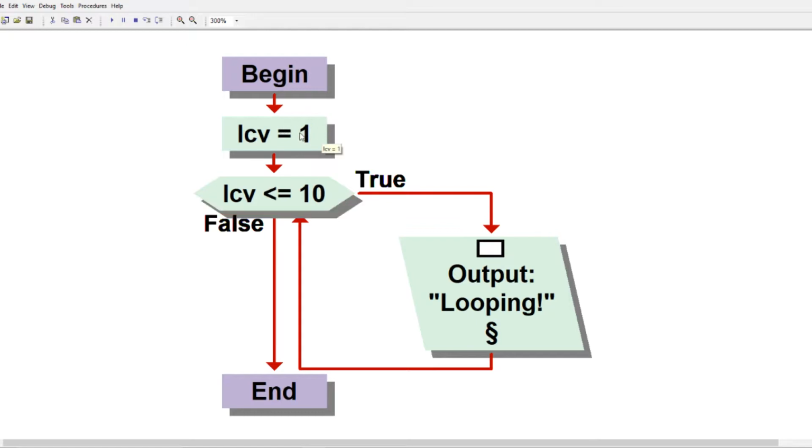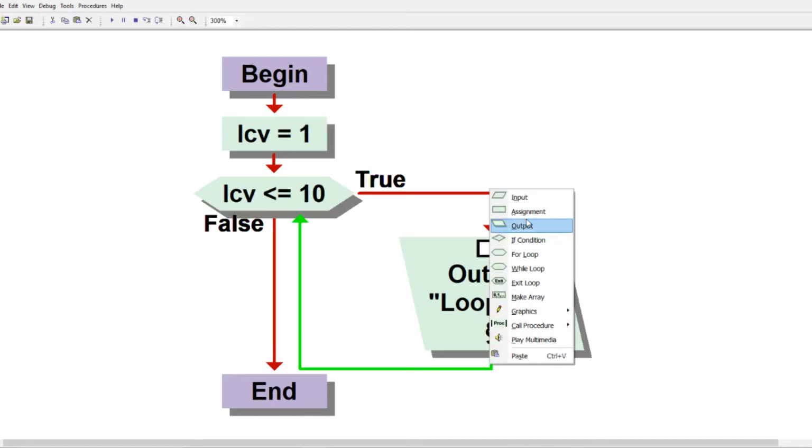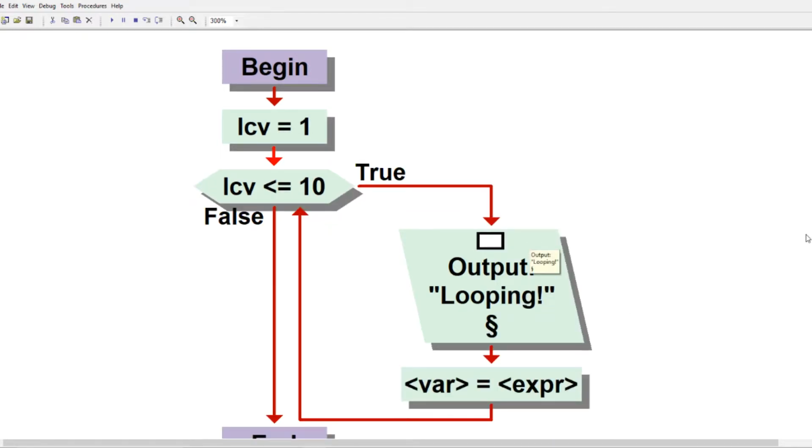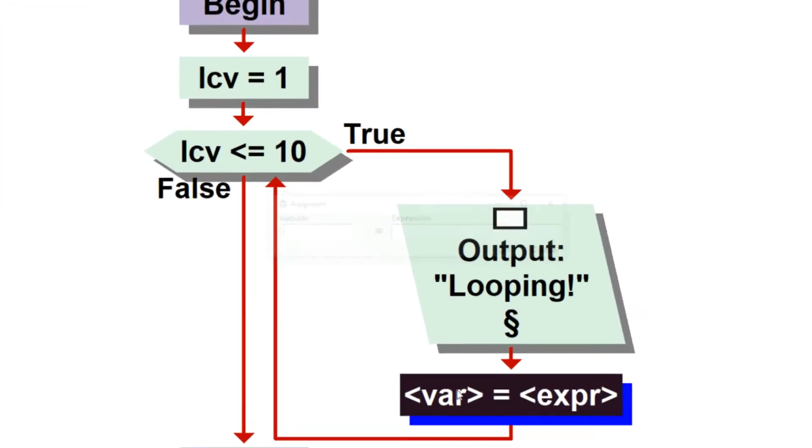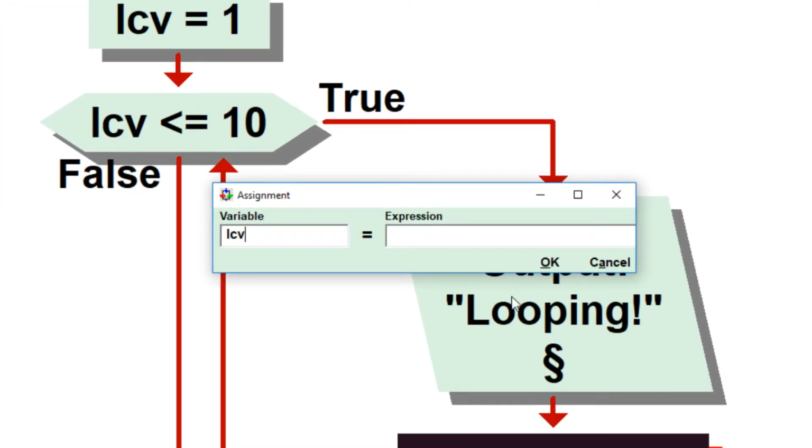But the problem is we're never taking this loop control value and changing it so that this condition can become false. So what we want to do is, every time we come through this loop, increment our loop control value by 1, because we want to count by 1 from 1 to 10. And so inside of my loop, after I print my statement, I need to take my loop control variable, LCV, and add 1 to it.